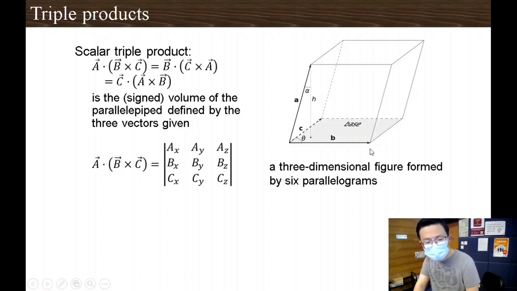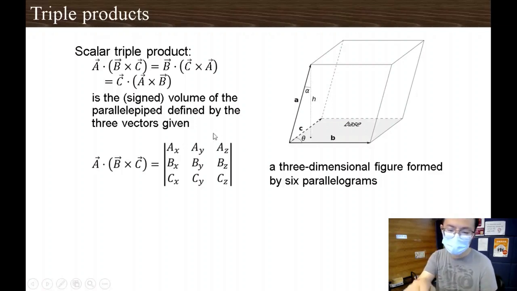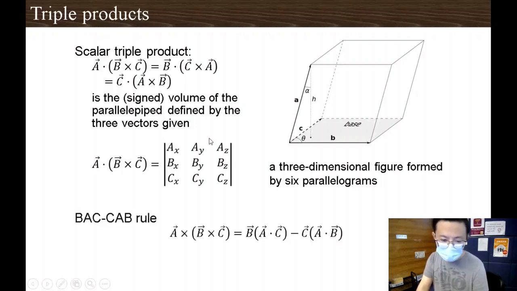And now you can try to check that it's actually a very beautiful mathematical form, where you simply replace the directions of x hat, y hat, and z hat with the x, y, and z components, and that gives you the volume. So this is the triple product.